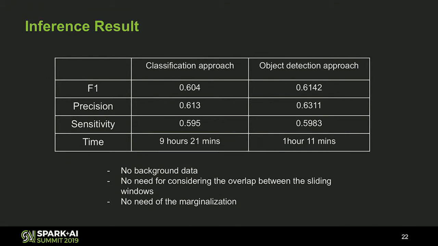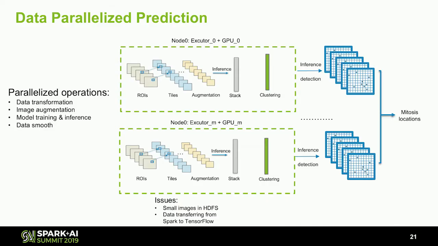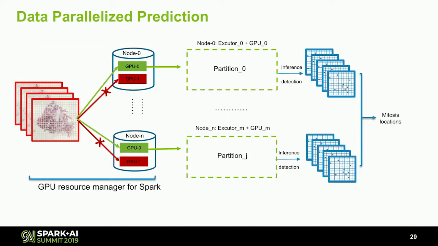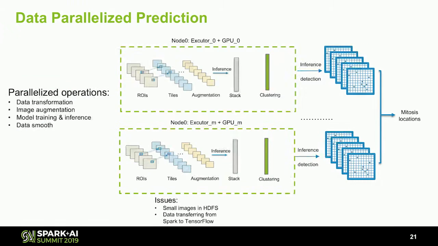On one of your slides, you mentioned there were two issues, and one of them was reading data on HDFS from TensorFlow. Could you go into that a little more? You mean this one? So what's your question? One of the issues at the bottom is data transfer from Spark to TensorFlow. Could you talk a little bit more about that?